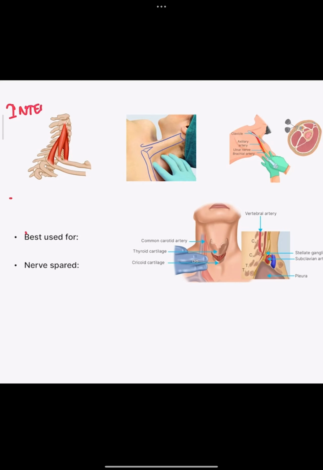Interscalene approach. If you are going for the interscalene approach, only the proximal segments will be blocked. Hence, it is best used for shoulder analgesia. Shoulder analgesia. Very important. Only proximal segments of the brachial plexus are blocked. As the distal segment is not blocked, what is the nerve that is being spared in the interscalene approach? It is the ulnar nerve that is spared. So I used to remember: interscalene means I and U are not always together. So in interscalene, what is the nerve spared? Ulnar nerve being spared. Next is what, guys?